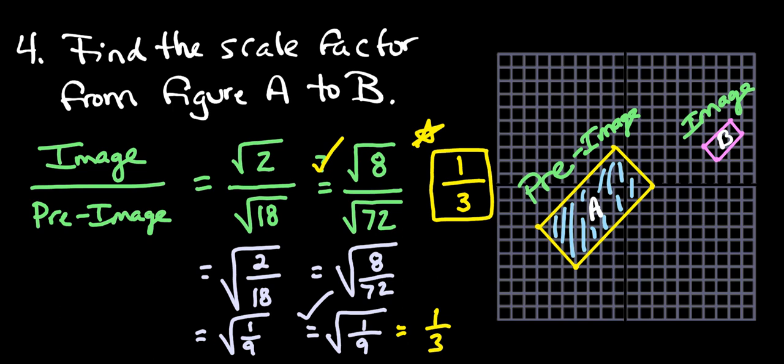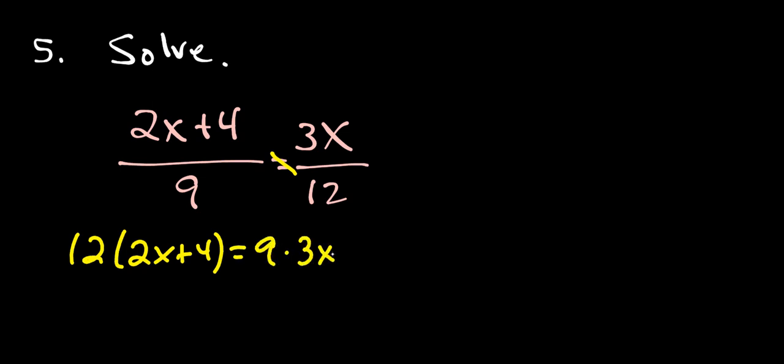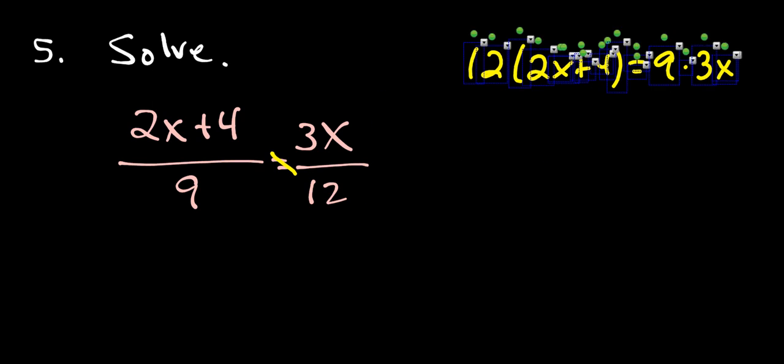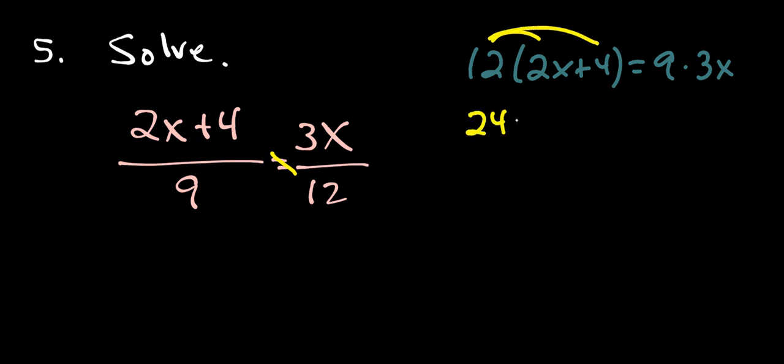All right, let's take a look here at solving a proportion. So remember, this is where we want to cross multiply. So I'll have the 12 times the 2x plus 4, and that's going to be equal to 9 times 3x. Now let's go ahead and distribute that 12 to the inside. So we have 24x plus 48 equals 27x.